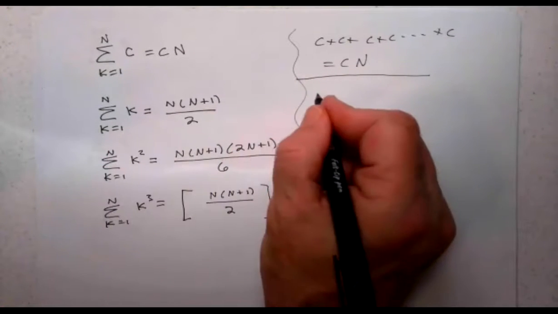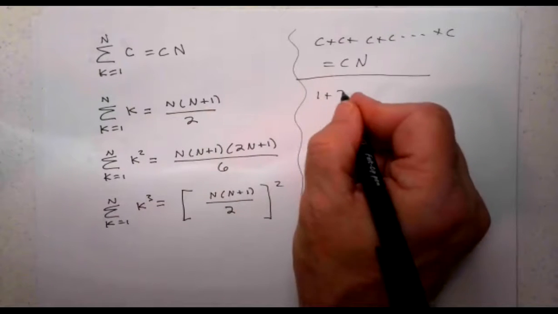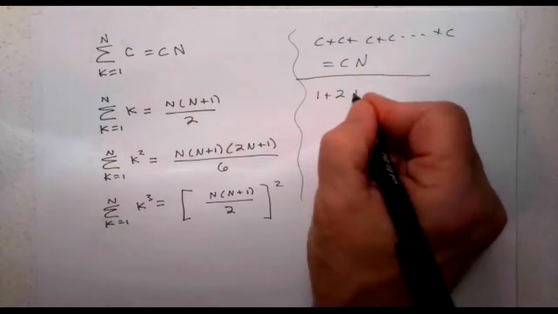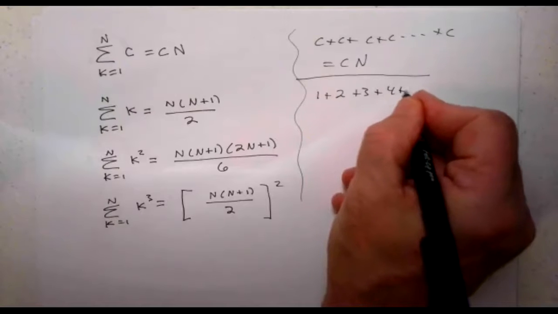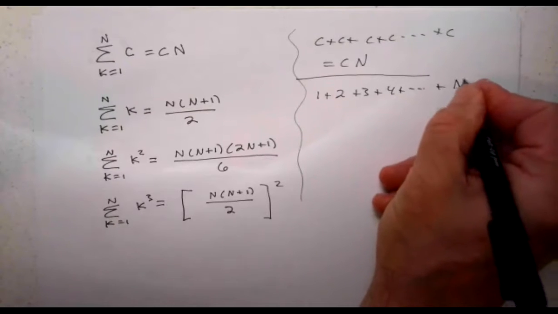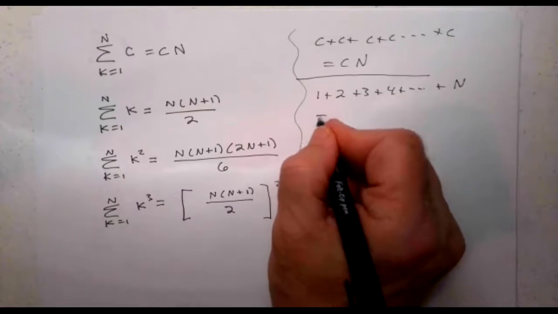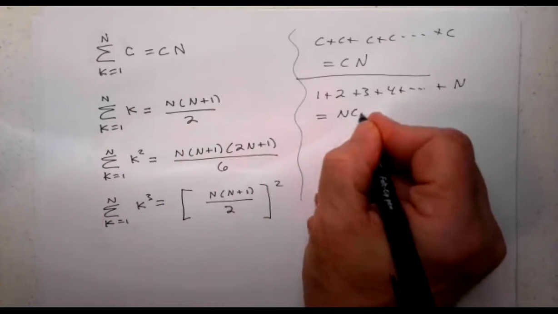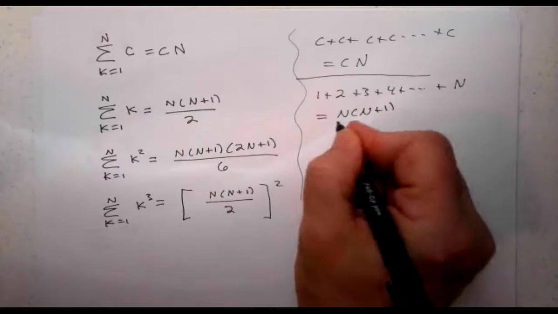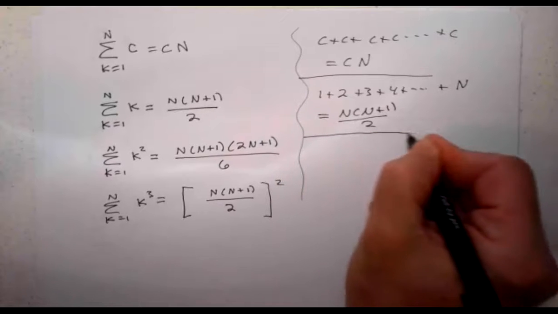Well, if k is 1, it's 1 plus, now k bumps up to 2, now k bumps up to 3, k bumps up to 4, plus dot, dot, dot, plus n. So that whole thing would equal what? We're saying that is n times n plus 1 over 2.